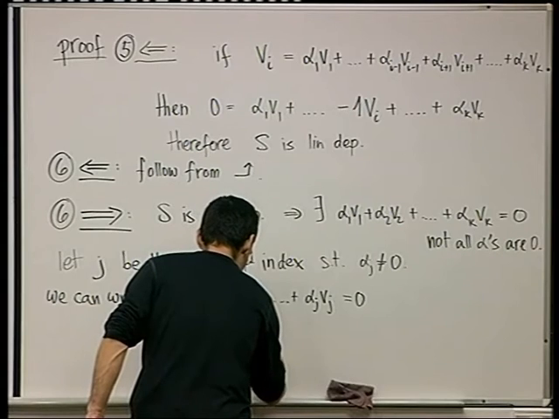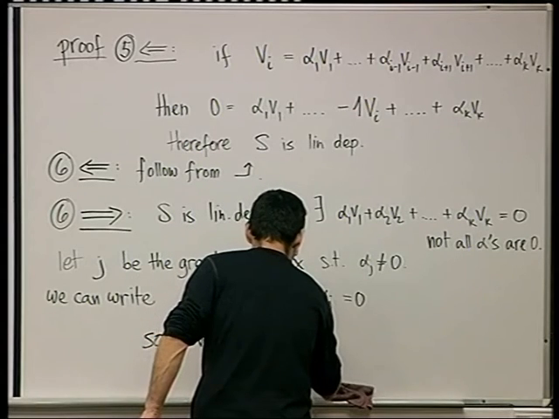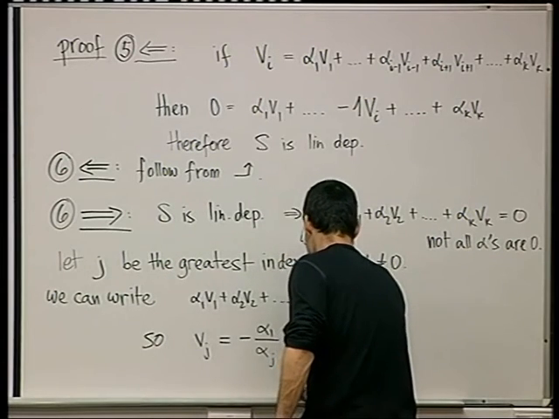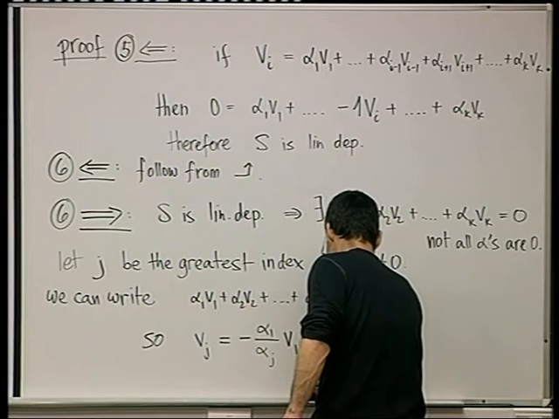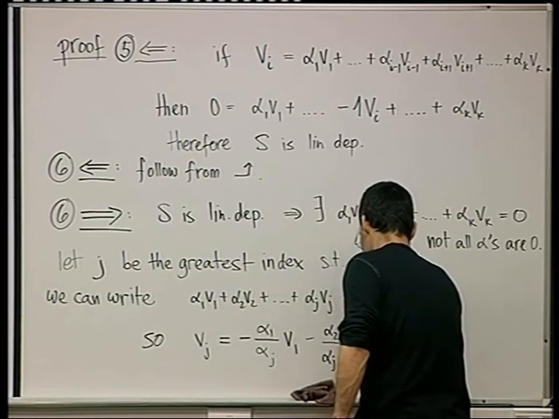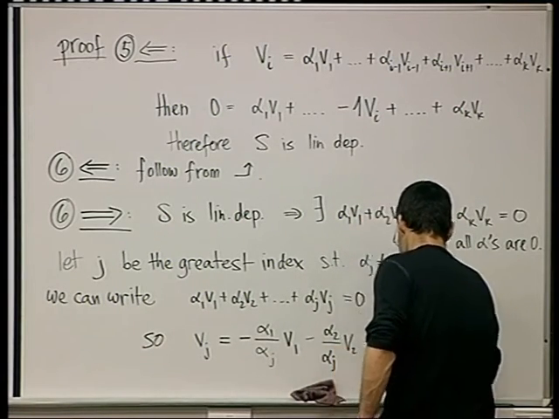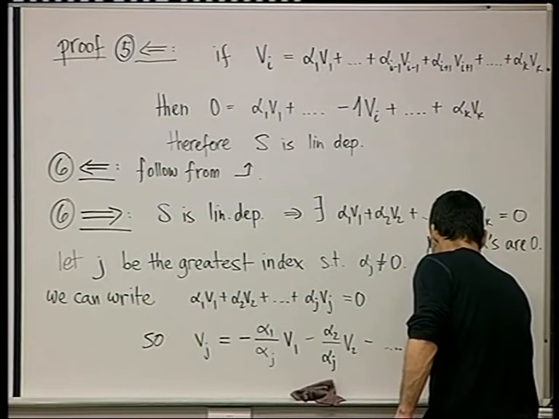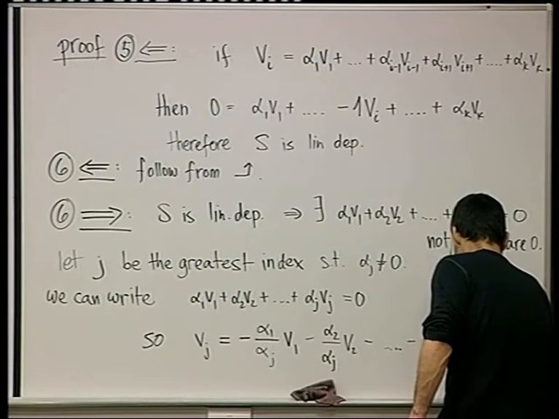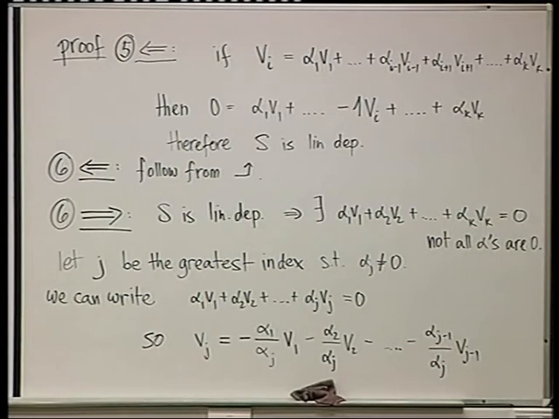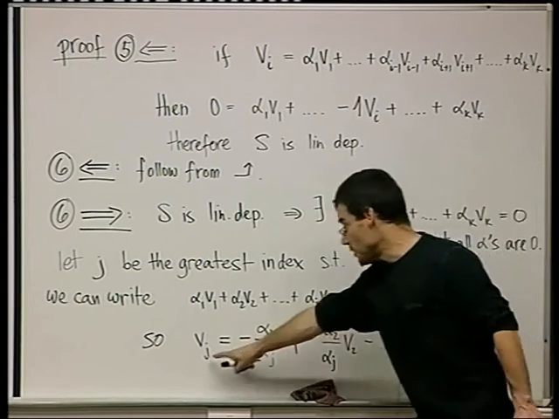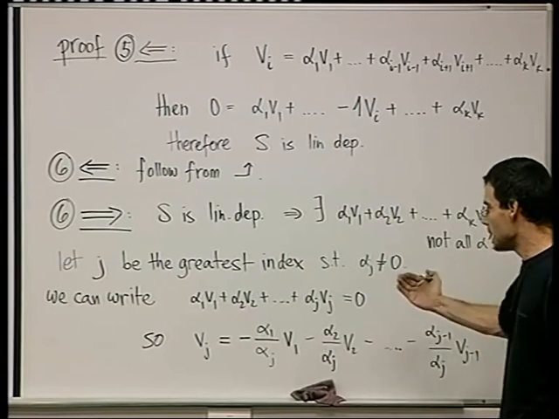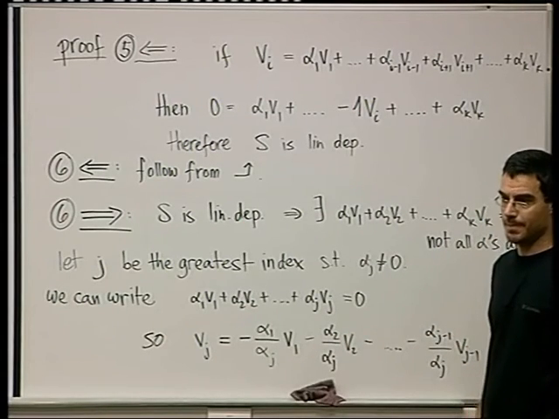Okay? And therefore, Vj can be written as minus alpha 1 over alpha j v1 minus alpha 2 over alpha j v2 minus ... minus alpha j minus 1 over alpha j vj minus 1. Good? That's it. We wrote Vj as a linear combination of its predecessors, of only vectors with lesser indices.